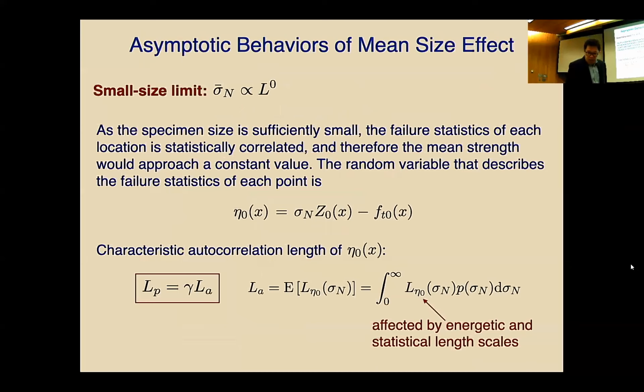But I want to take some time to explain where those asymptotes come from. In the small size limit, we see that the mean strength does not change with specimen size. And why is that so?